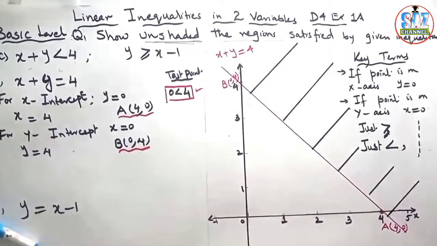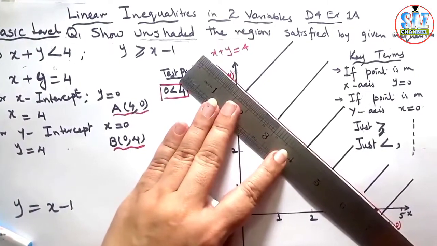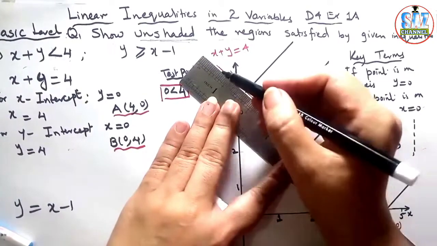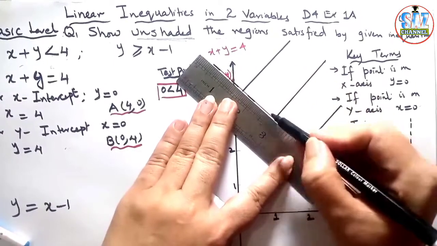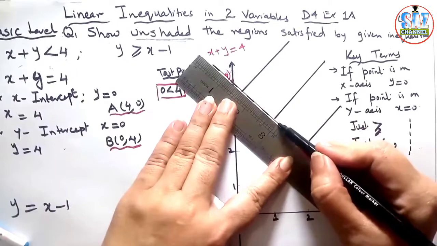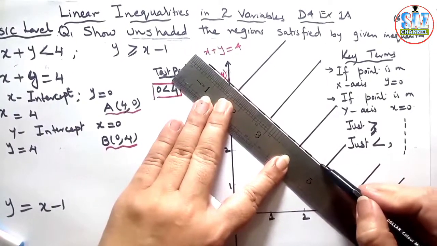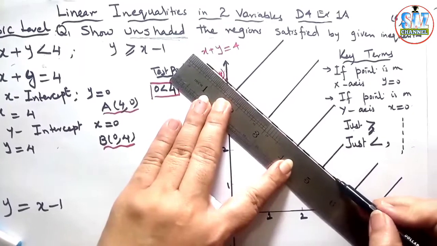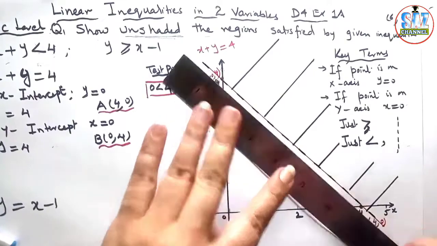Let's move to the second line. But here the problem is that our inequality is just less than, so we will not be drawing a perfect line. It will be a broken line. That's why I'm using this double shade of ink to give you the idea of a broken line. Is that okay or not?